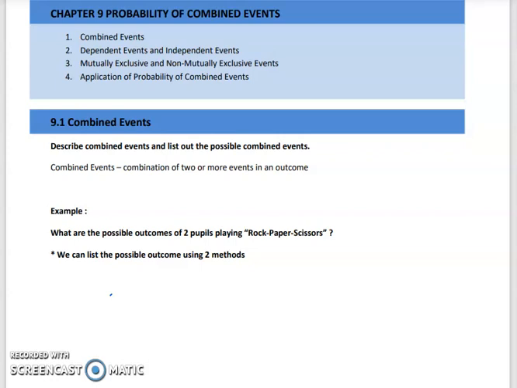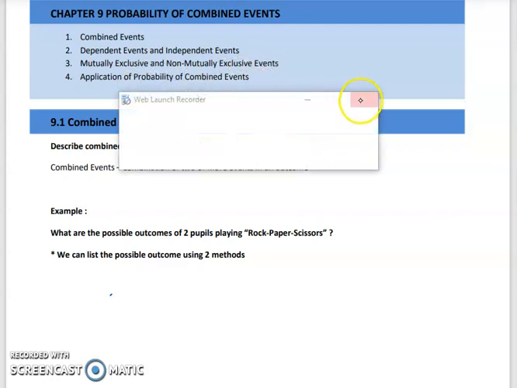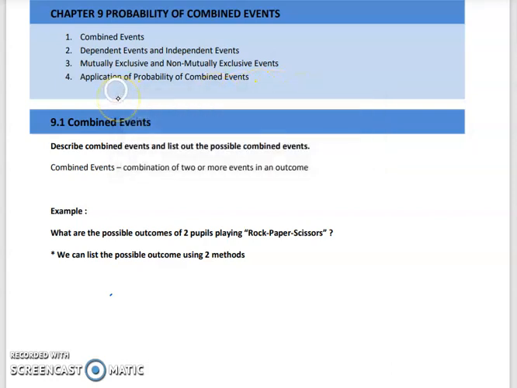Good morning, everyone. So today we'll be looking at Chapter 9, Probability of Combined Events. In this chapter, we'll be focusing on two parts mainly, which is dependent events and independent events, as well as mutually exclusive and non-mutually exclusive events. And at the end of the chapter, we will look at the application of probability of combined events.